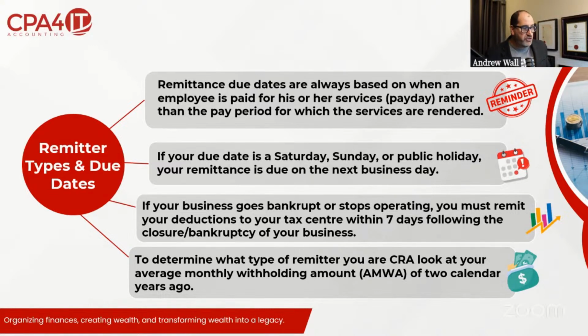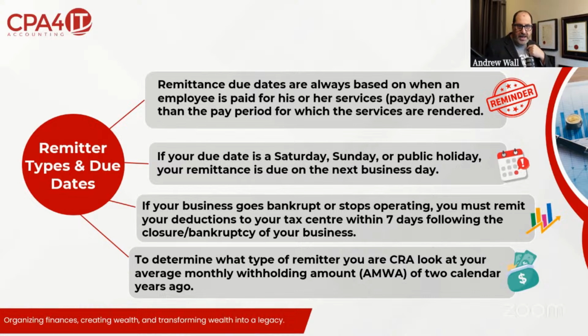Now, to figure out what your true deadline is, we need to determine what type of remitter you are. And there's a regular remitter, a threshold 1, a threshold 2, and a quarterly remitter. Now, how CRA determines what type of remitter you are is a little bit complicated because it's based on something called your average monthly withholding amount. And to make it even more complicated, it's based on your average monthly withholding amount from 2 calendar years ago. So that can be very, very confusing for many people, which is why we do always err on the side of caution and give you the most conservative deadline, which is going to be due on the 3rd of the month.